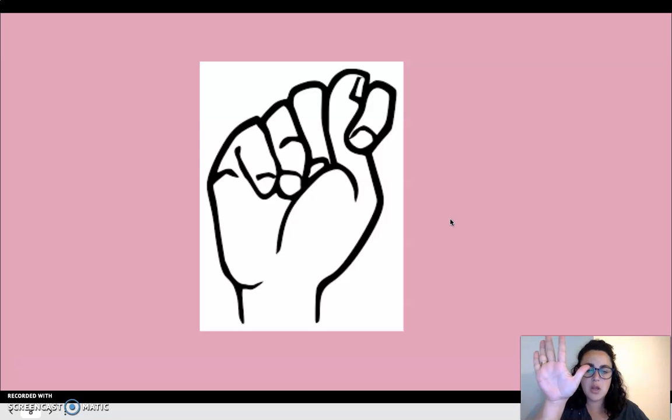So let's do it again. Your hand is out like you're giving a high five. You put your thumb, and then you just fold over your other fingers. Keep working on it. This can be a tricky one to do. This is the letter T.